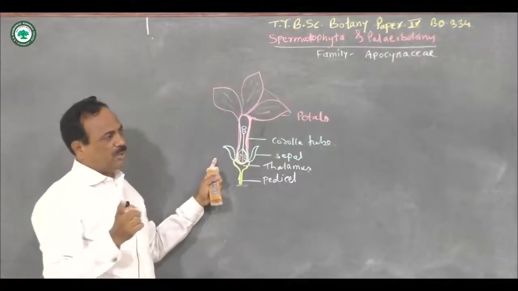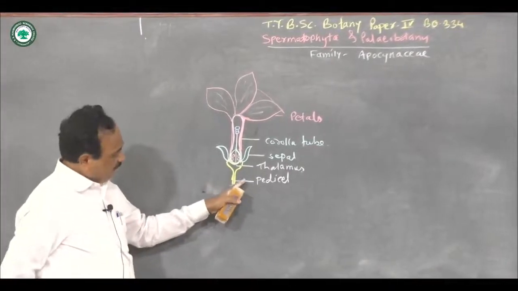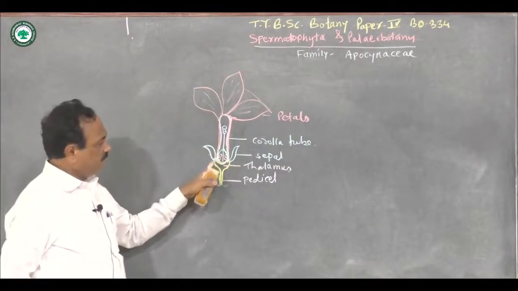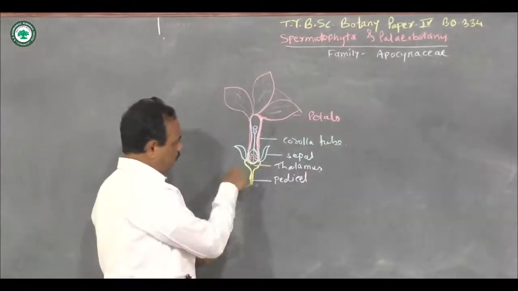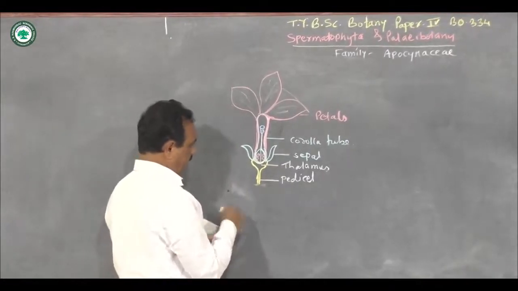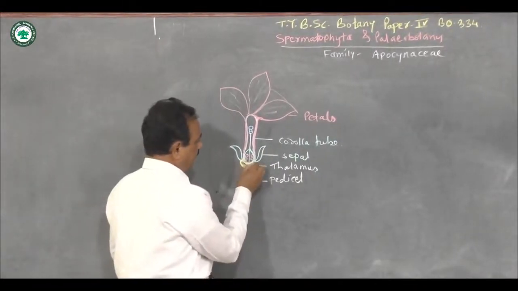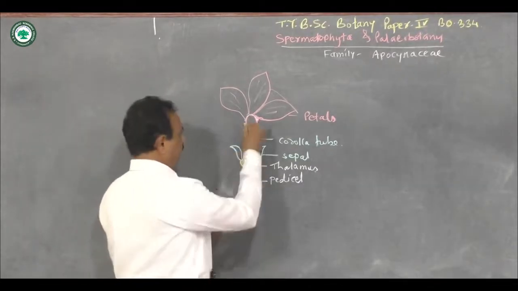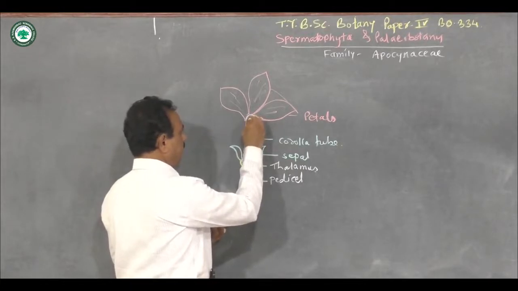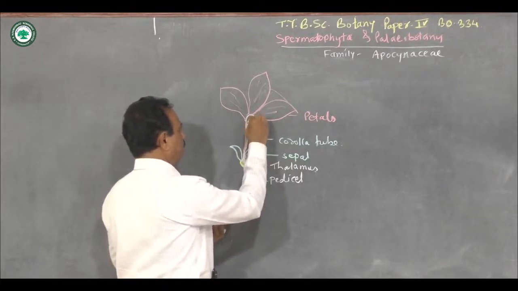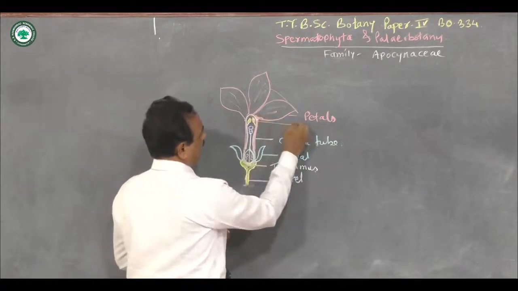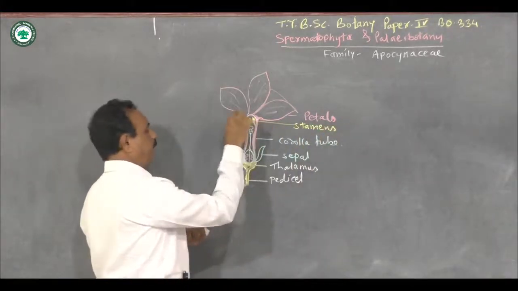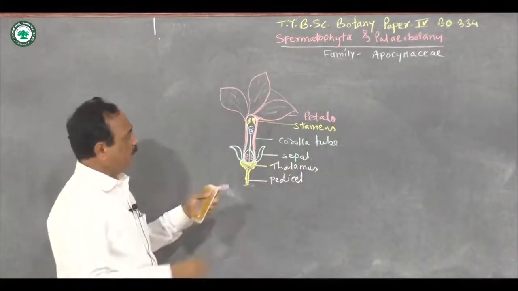So when we are going to describe the flower, it is ebracteate, it is pedicellate, it is actinomorphic, bisexual, complete and hypogynous. Ovary is present above this thalamus, that's why it is the hypogynous flower. And if we see the stamens, so the stamens, they are attached in the throat of this corolla tube. So these are the stamens which are attached to the petals in the throat, in the mouth of this corolla tube.